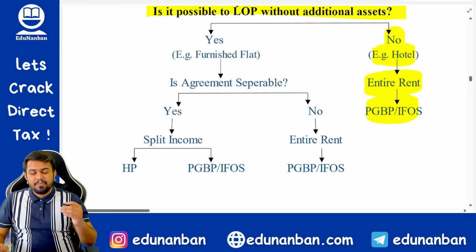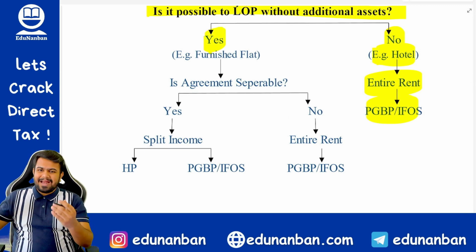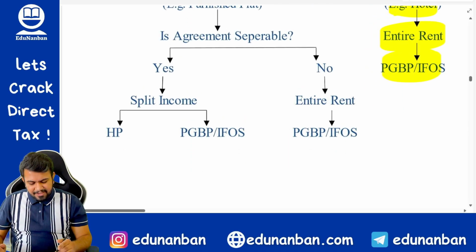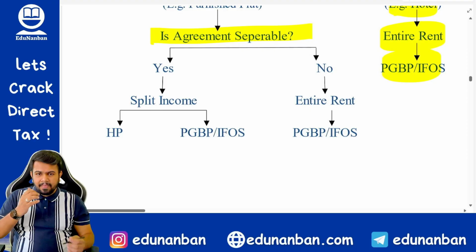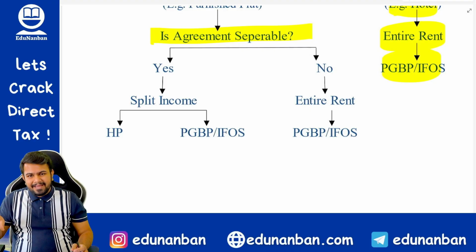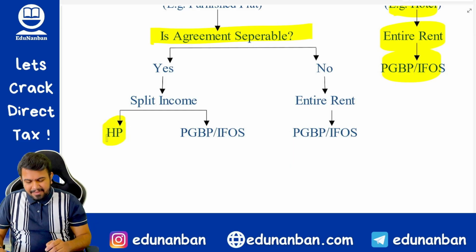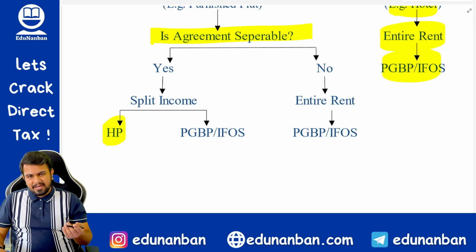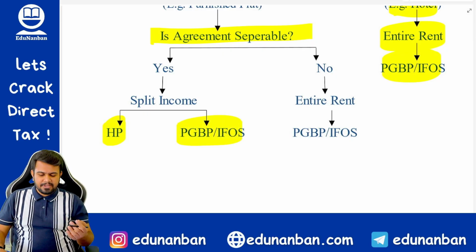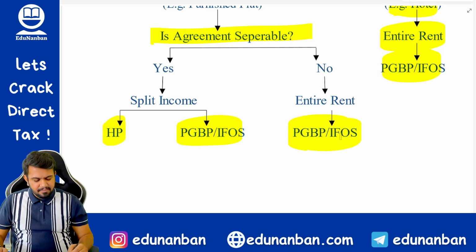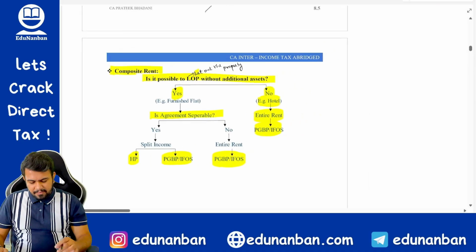But if it is possible to give on rent without the additional assets, for example, you can give a flat on rent to another person without giving them the furniture. In such case, you have to see whether the agreement is separable. It means, whether the agreement mentions the building rent separately and furniture rent separately. In such case, if agreement is separable, then the building rent will be taxed under house property and furniture rent will be taxed under PGBP or IFOS. But if the agreement is not separable, then the entire rent will be taxable under PGBP or IFOS. Okay, so this is the composite rent concept.